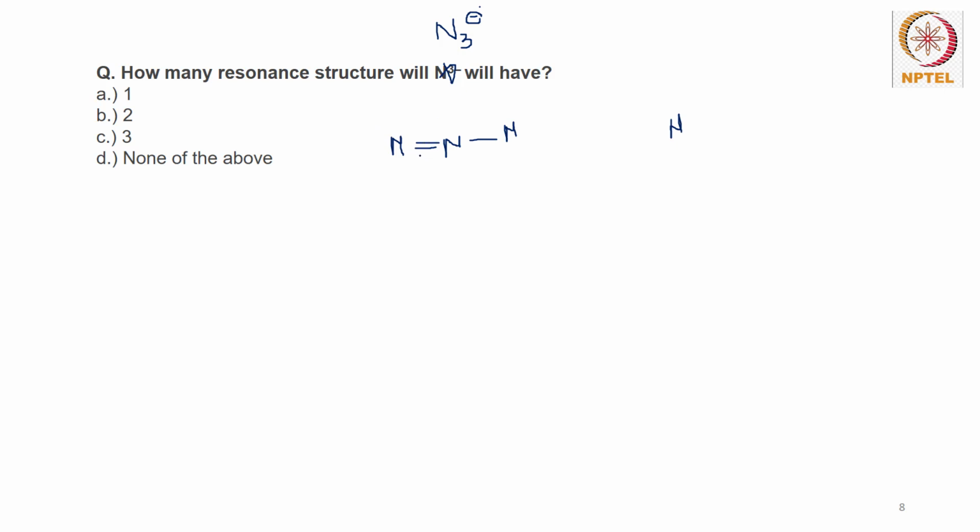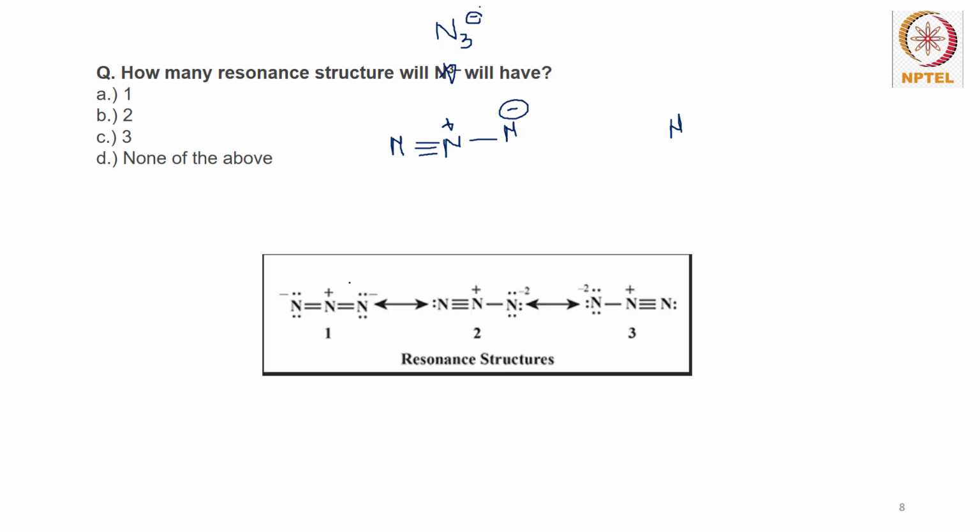So if we draw the normal structure, this is the basic structure. You have to show the resonating structure of this compound. Here I have shown this one, 5 minus 2, because nitrogen always forms 3 bonds. Like oxygen can form 2 bonds, carbon can form 4 bonds.